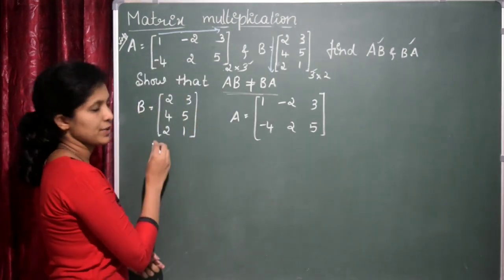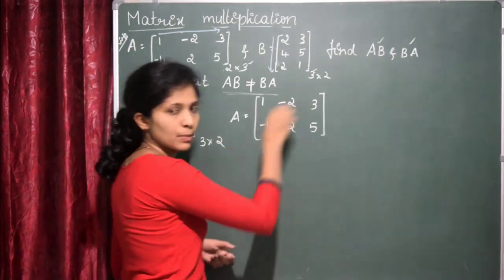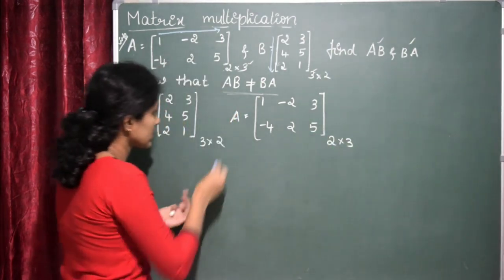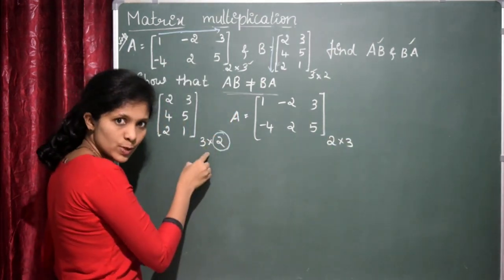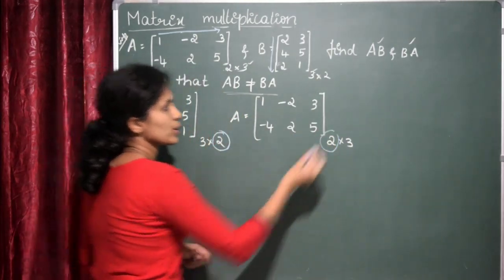What is the order of this matrix? Number of rows is 3, number of columns is 2. Here number of rows is 2 and number of columns is 3. Here you can see this one. Number of columns of a first matrix is equal to number of rows of a second matrix. What should be the order of the new matrix?